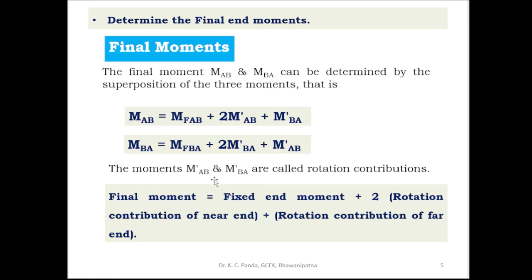The moments M dash AB and M dash BA are called the rotation contribution, and this is called the rotation moment. The final moment is equal to the fixed end moment plus twice the rotation contribution of the near end plus once the rotation contribution of the far end. So by using this formula you can find out the final moment. After getting the final moment, you can give the direction of the moment, then you can draw the final bending moment diagram.